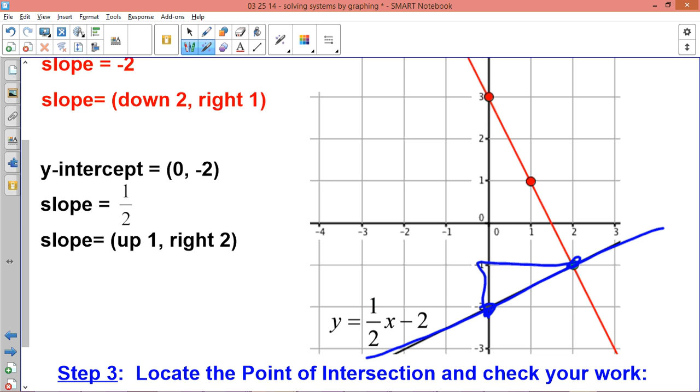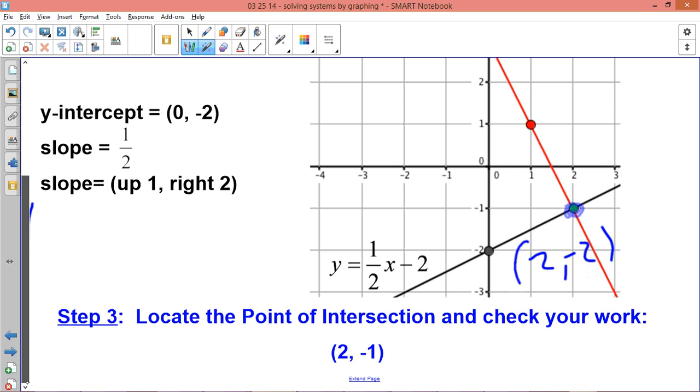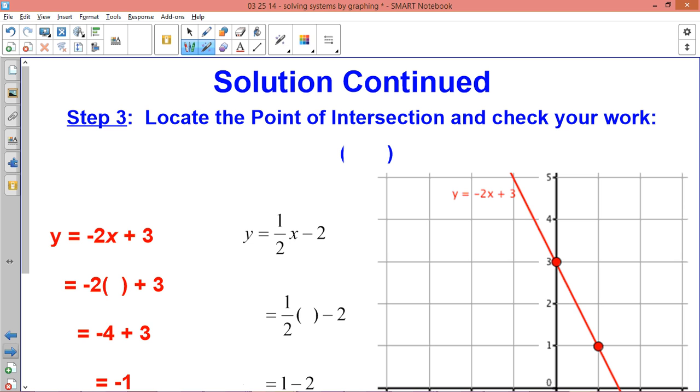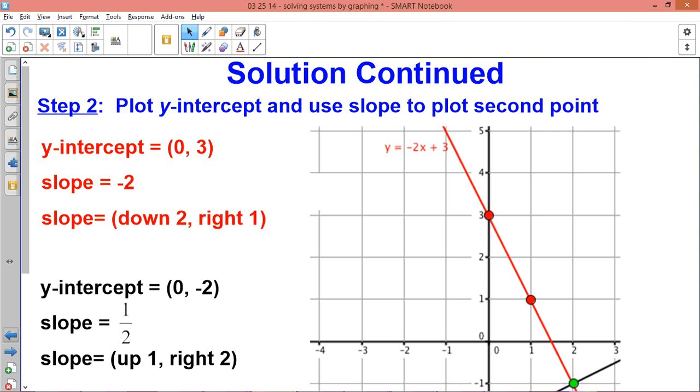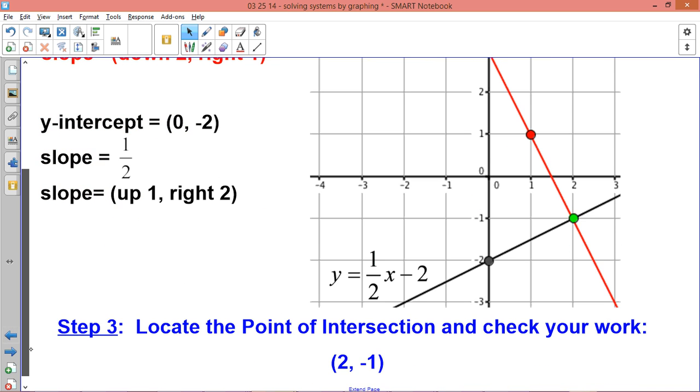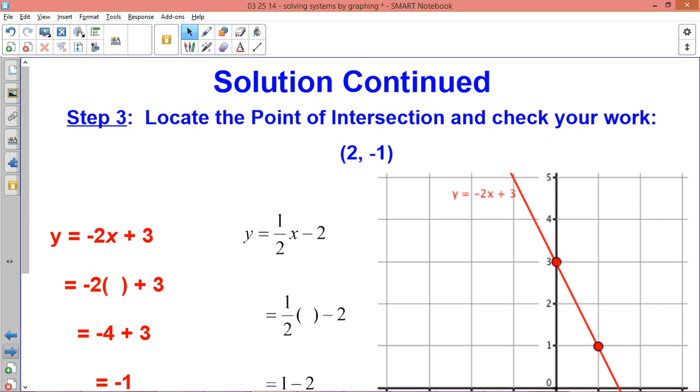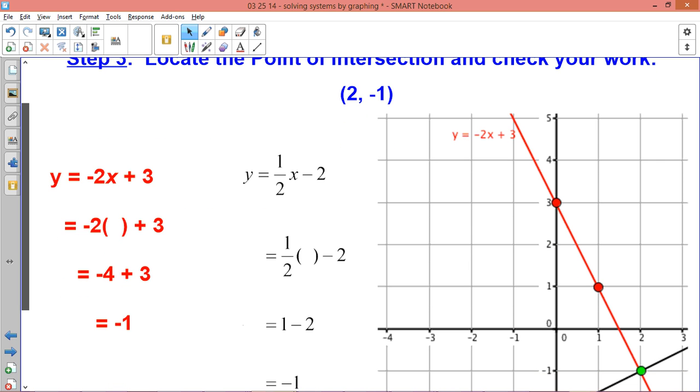Now, step 3, figure out what the point of intersection looks like. It looks like it's the point (2, negative 2). Perfect. Now I have to check it, though, to make sure it actually is the point (2, negative 2). And we're going to do that on the next slide. So we start with 2 comma, sorry, 2 comma negative 1. I might have messed that up. I don't remember what I just said. But we start with the point (2, negative 1).